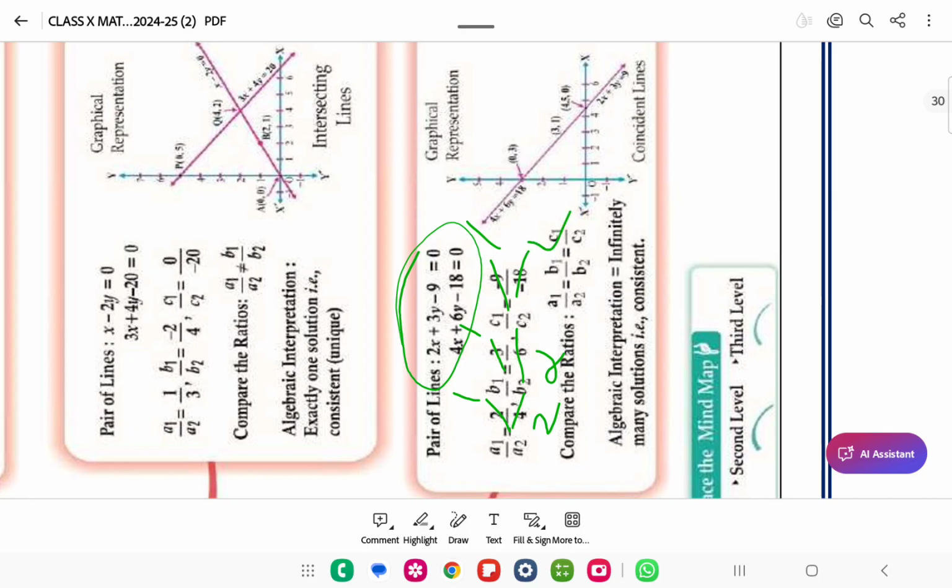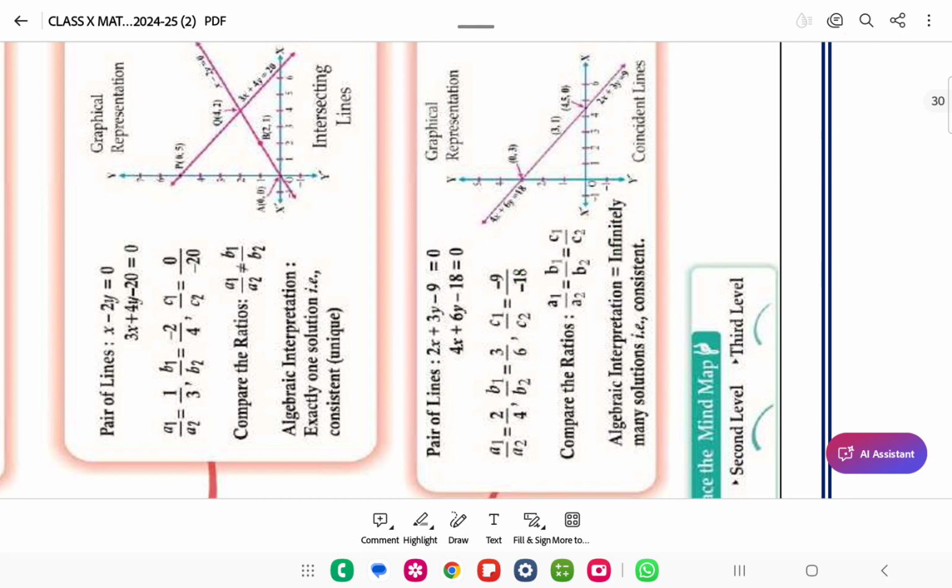Here we can judge that a1 by a2 equals b1 by b2 and b1 by b2 equals c1 by c2. Then it is called coincident lines. The line lies upon the other line, the other line also forms. Here the green line I have shown is one line, and the red line is another line. Then it is called coincident line. These are all the things you will study in this section.